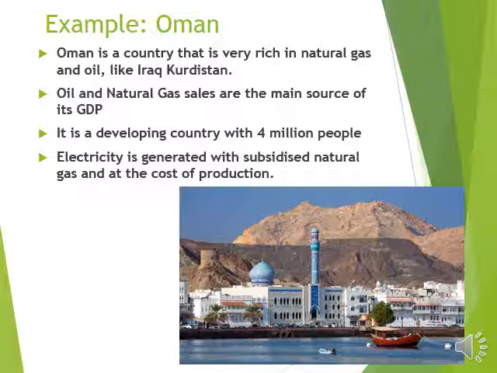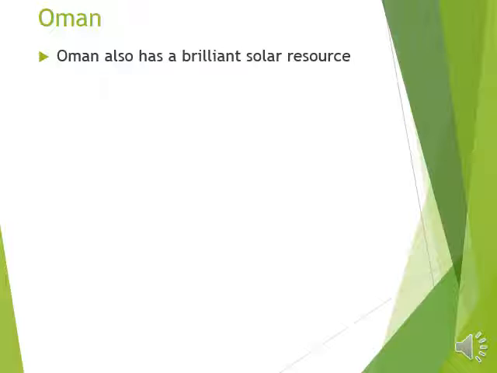So basically, when you buy electricity, the price you pay is the cost of producing that electricity and no more. So it's a government agency, not a company, that is producing electricity, and they're making zero profit. Zero profit. And because of that, electricity is very cheap in Oman. Very cheap. Now, another thing about Oman is that it's really sunny.